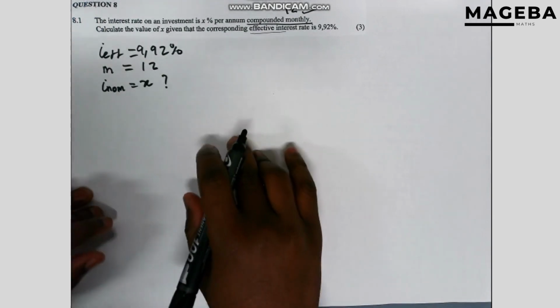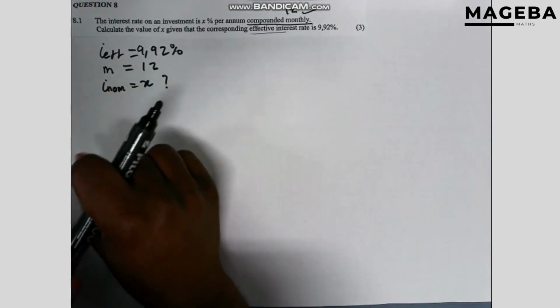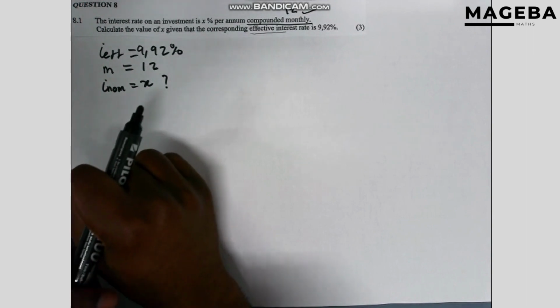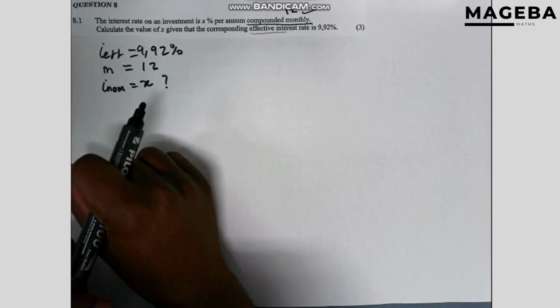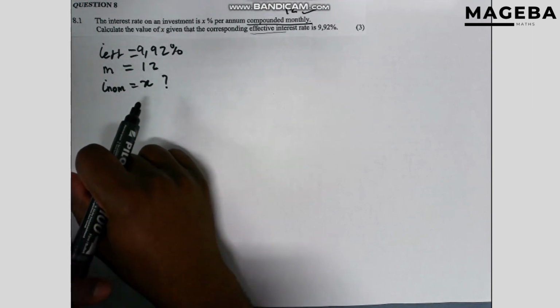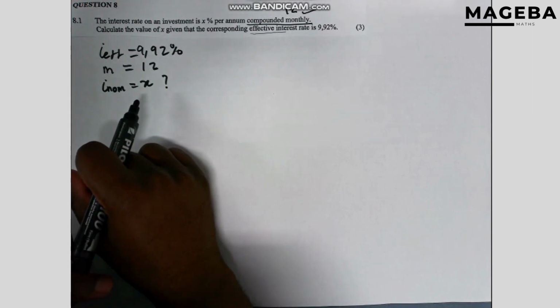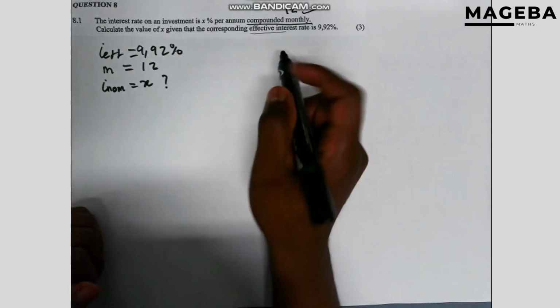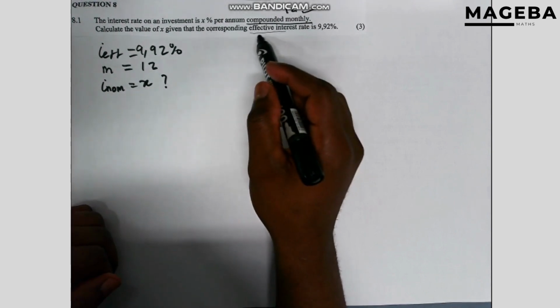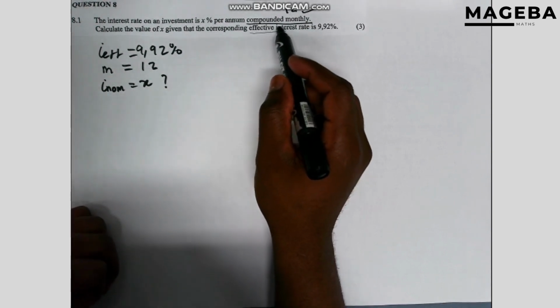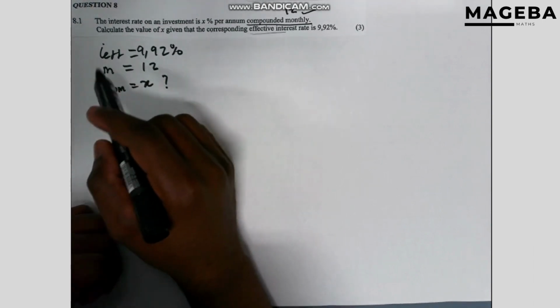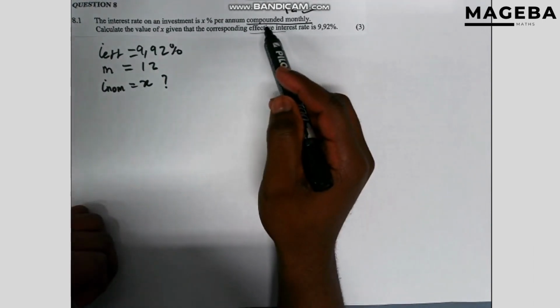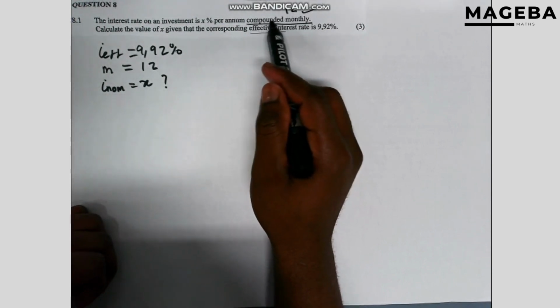Okay guys, now from this equation, sorry, the interest rate on the investment is X% per annum compound monthly, and then we have what they are saying. They say calculate the X value given that it corresponds to the effective interest rate. Now they're telling us the important word here to note, the effective interest rate, which is the I effective, which is 9.92. And then another thing that is important for collecting your data is compounded monthly.